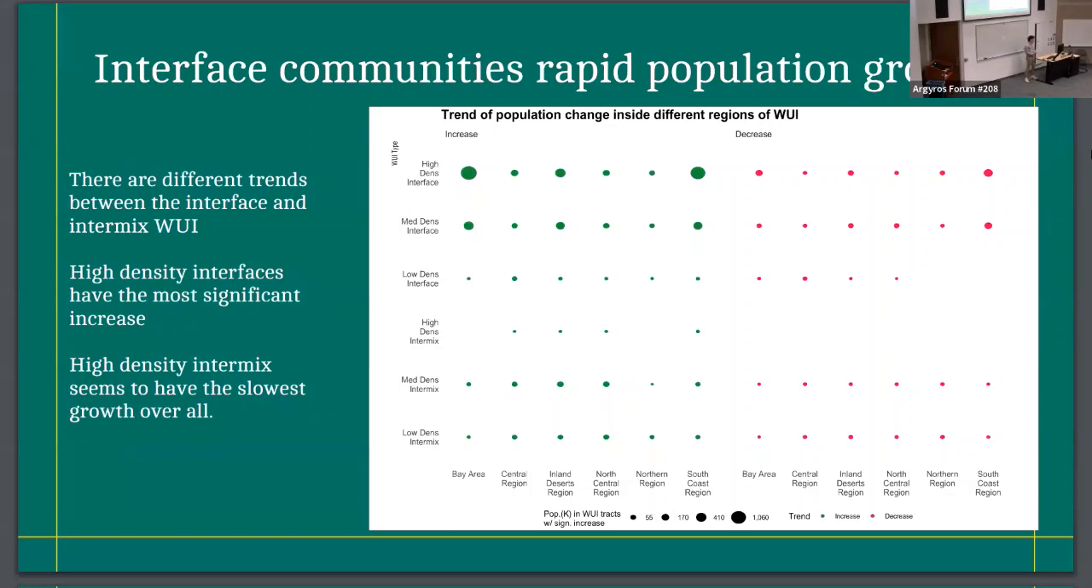So just to go over the results as well. Interface communities are rapidly changing in population compared to intermixed communities. As you can see on the y-axis, the WUI type: high density interface, which would be, like I said before, Oakland, then medium and low density, and then high density intermix, medium density and low density intermix. These are only significantly changing census tracts, so it's not every census tract that's being pictured here. But we are seeing that the high density interface has a significant increase, while it isn't really happening in all these other areas. Although there's still an increase, it's not as dramatic.